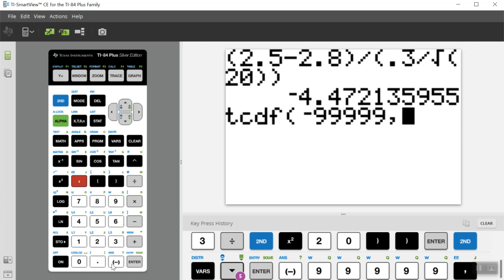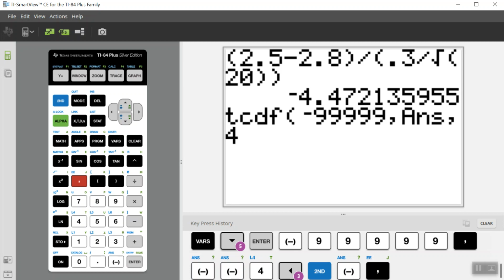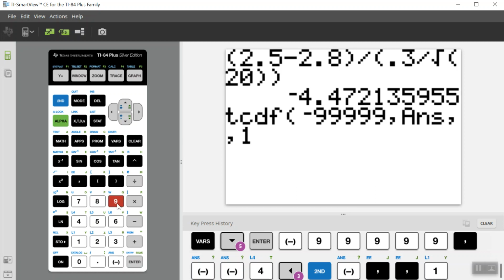And let's just round this off to negative 4.47. Whoops, I got an extra negative sign in there. Or do you want to be really accurate? We can type in negative 4.47, but the easy way to be really accurate is to do 2nd, and then right above the negative key is this answer. It will use your previous answer, whatever value you got. My previous calculation was the t-score, so I'm going to use that previous answer. And then I need a comma, and then the degrees of freedom, and I have 19 degrees of freedom.